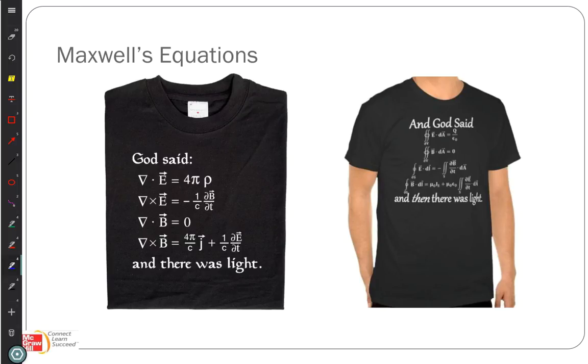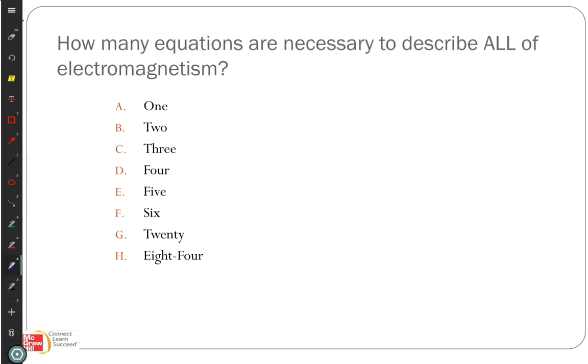So we physicists think we are some of the funniest people on earth. It's probably true. And physicists like to wear shirts like this. I have one somewhere that says, God said, and then it puts the four Maxwell's equations. And then there was light. Because the Maxwell's equations give us what we need to support light in physics. So we think we're really hilarious by wearing these shirts. Just wanted you to know that they exist.